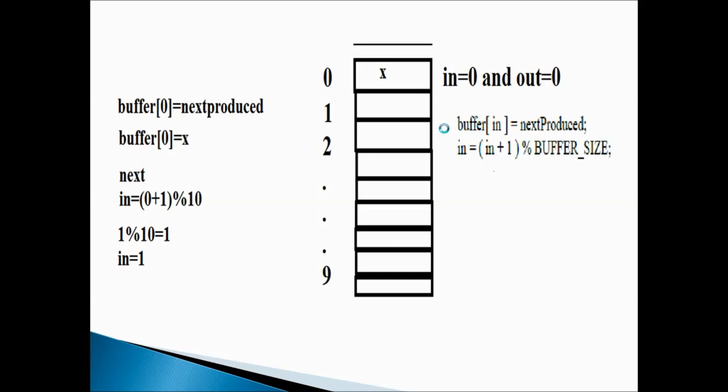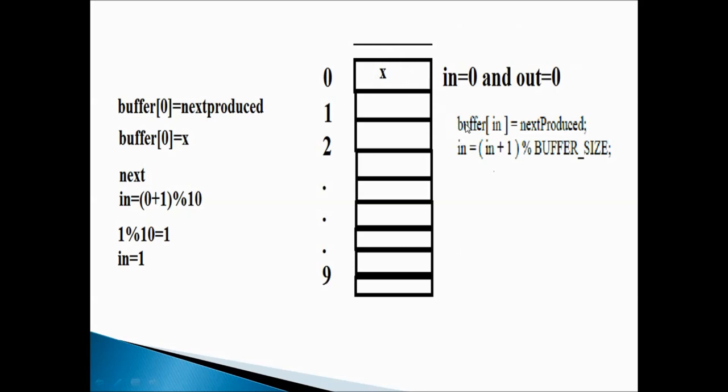So buffer of in is equal to next produced. In is equal to in plus 1 modulus of buffer size. See here, guys. So now what is the in value here? Buffer of 0 is equal to next produced. I told you, my item X will be in the variable next produced. So that's why X will be stored in which location? That is buffer of 0. You can see there, X will be stored in the buffer of 0.